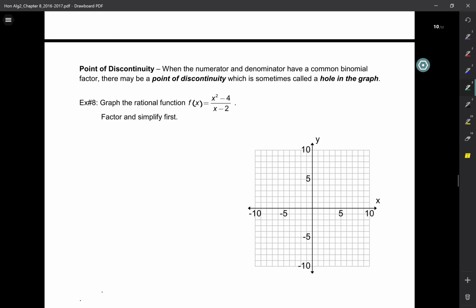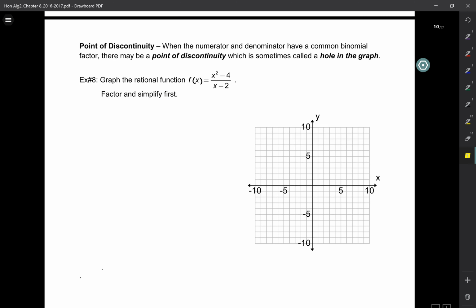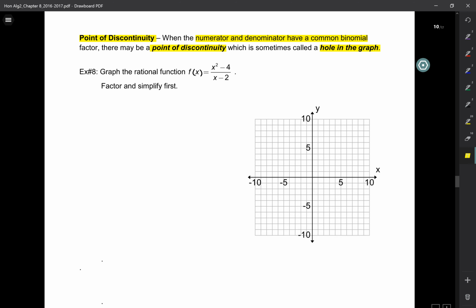Okay? So remember I've been telling you, you set the denominator equal to 0, and if there is no way for it to cancel, then it's a vertical asymptote. But I never said what happens when it does cancel. Well, here it is. Here we get a point of discontinuity. This is one point where there is a hole in the graph, right? You either call it a point of discontinuity or a hole in the graph. This happens when the numerator and denominator have a common binomial. That means you can cross something out.